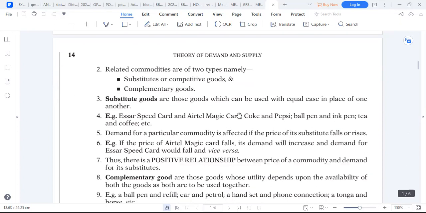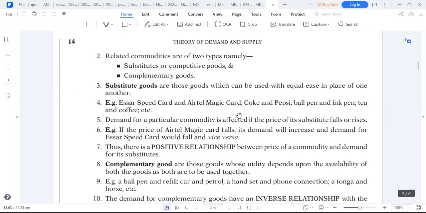On the other hand, we have what we call complementary goods. Complementary goods are simply goods whose utility depends upon the availability of both goods. Without the other, one is useless. These two have an inverse relationship, a negative relationship, in the sense that if one good becomes expensive, you demand less of both. Examples of complementary goods are petrol and a car. When a car becomes expensive, or when fuel becomes expensive, most assuredly you demand less of both goods.